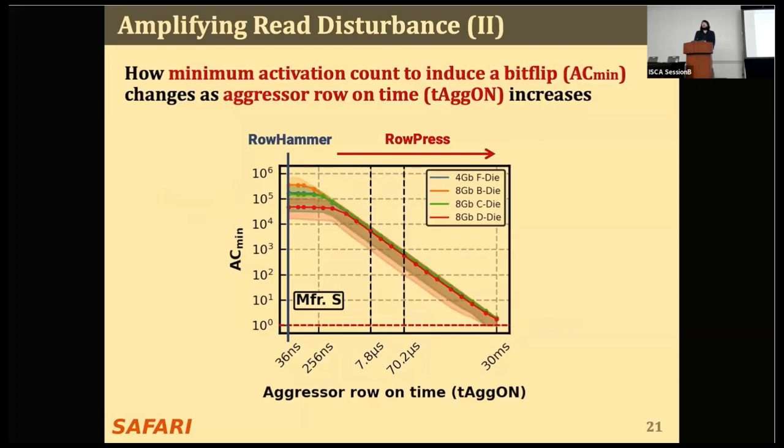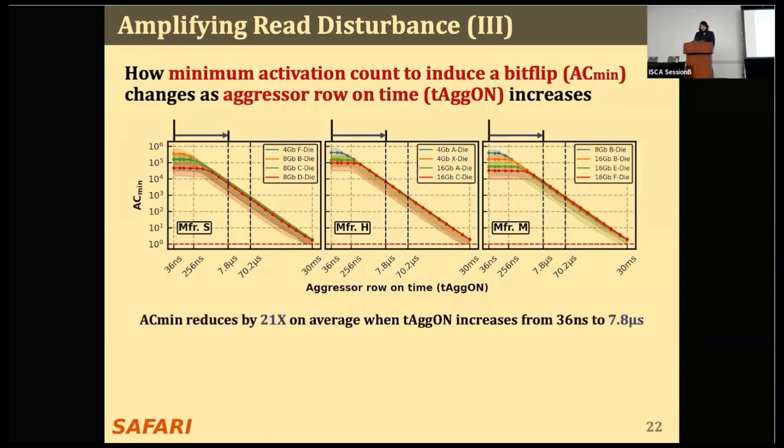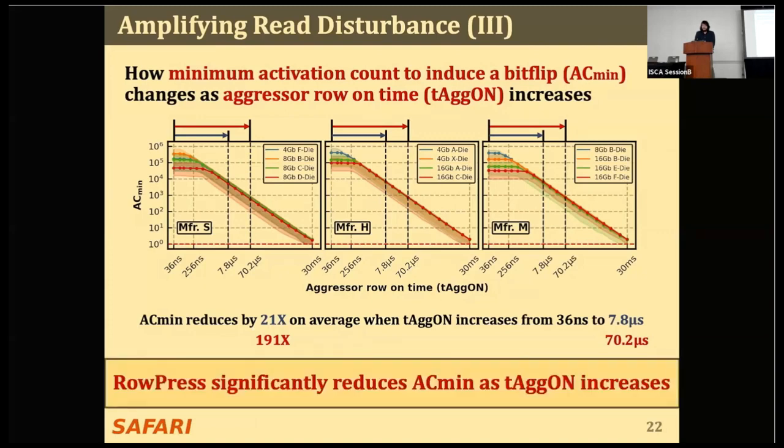We observe the same trend for all dies we test from manufacturer S, and the same holds for almost all die revisions from all three major DRAM manufacturers. We observe that as aggressor runtime increases from 36 nanoseconds to 7.8 microseconds, AC-min reduces by 21x on average across almost all die revisions from all three major manufacturers. When aggressor runtime increases to 70.2 microseconds, AC-min reduces by 191x on average. We conclude RowPress significantly reduces the minimum activation count to induce a bit flip as aggressor runtime increases.